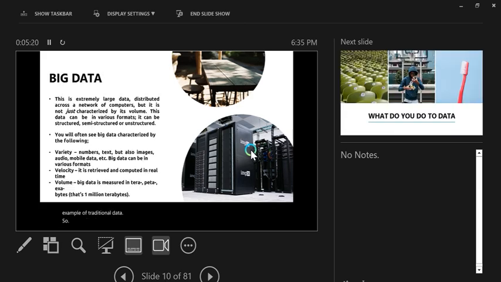We now have what we call big data, which is the modern kind of data. When we are talking about big data, we are talking about extremely large data, distributed across a network of computers, but it is not just characterized by the volume. The data can be in various formats. It can be structured, semi-structured, or unstructured.